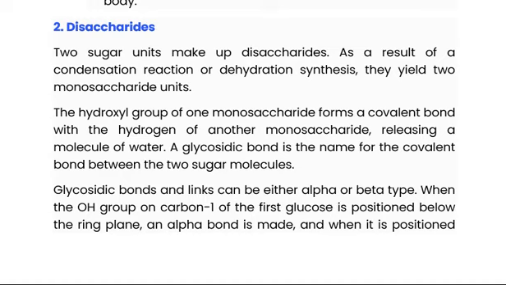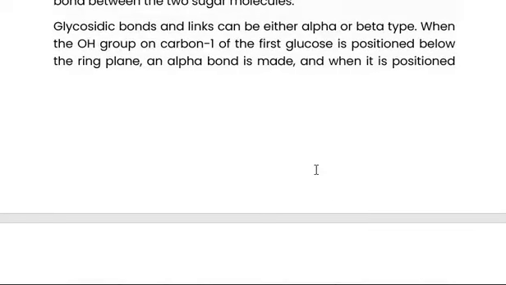A glycosidic bond is the name for the covalent bond between the 2 sugar molecules. So the covalent bond by which the 2 monosaccharide sugar molecules come together to form the disaccharide is called a glycosidic bond. Glycosidic bonds and links can be either alpha or beta type.